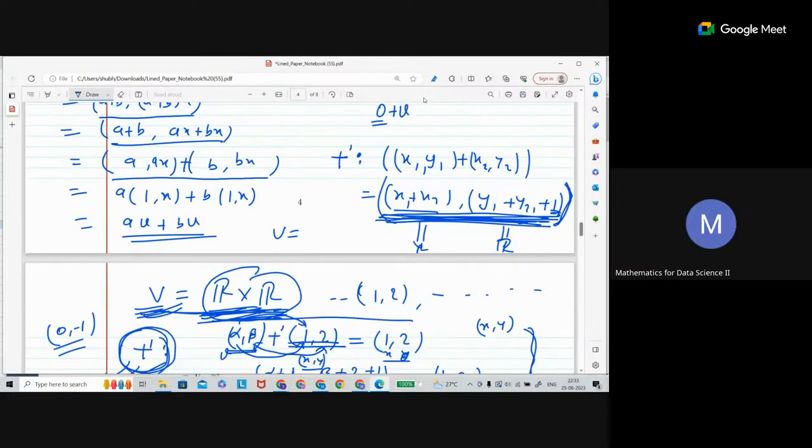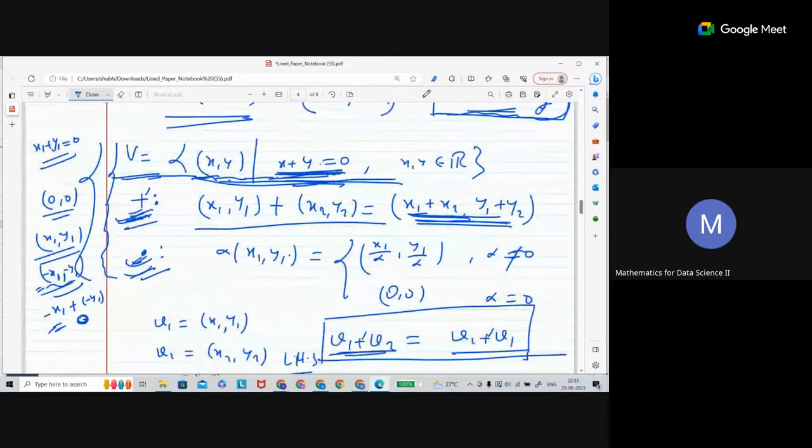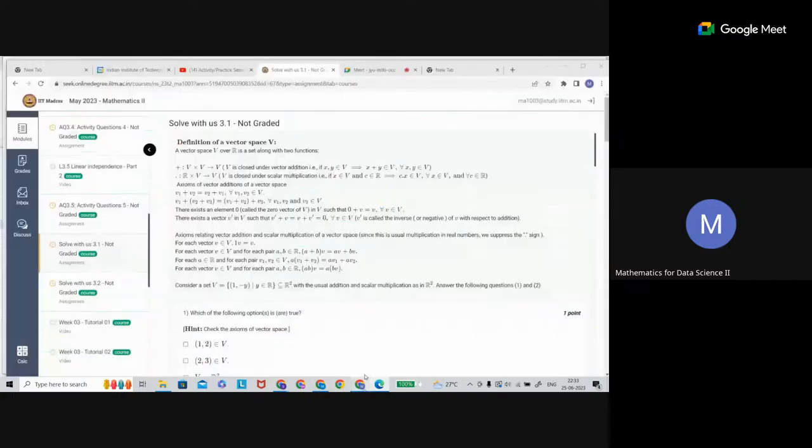Now let me go with that. Whatever set we have with this operation, I am saying this set does not form a vector space. Can you tell me the reason why? Till now, 4 conditions are satisfied. What is the problem with this one?